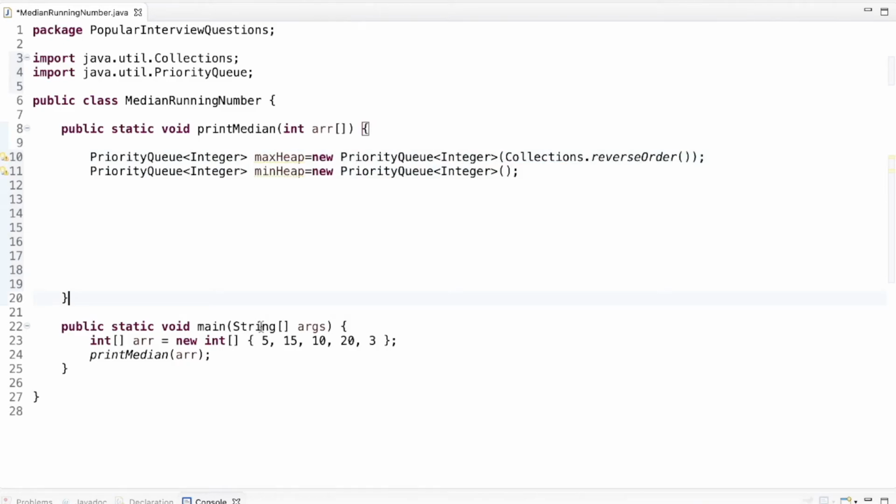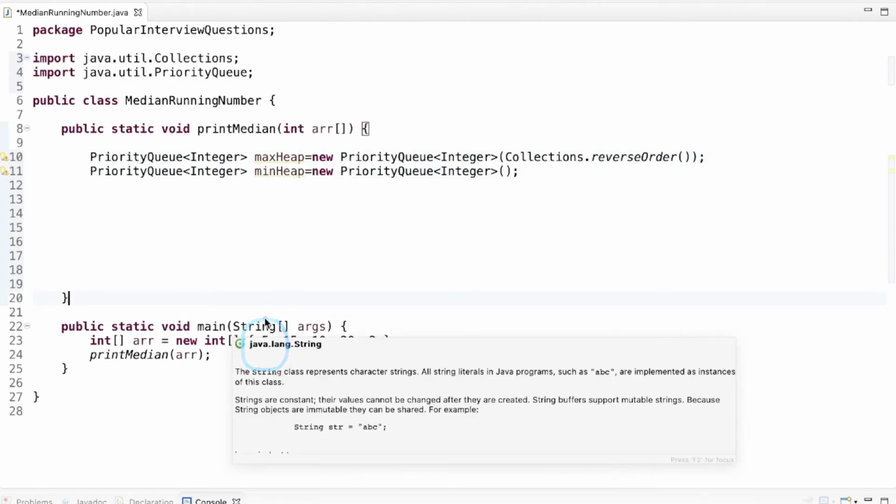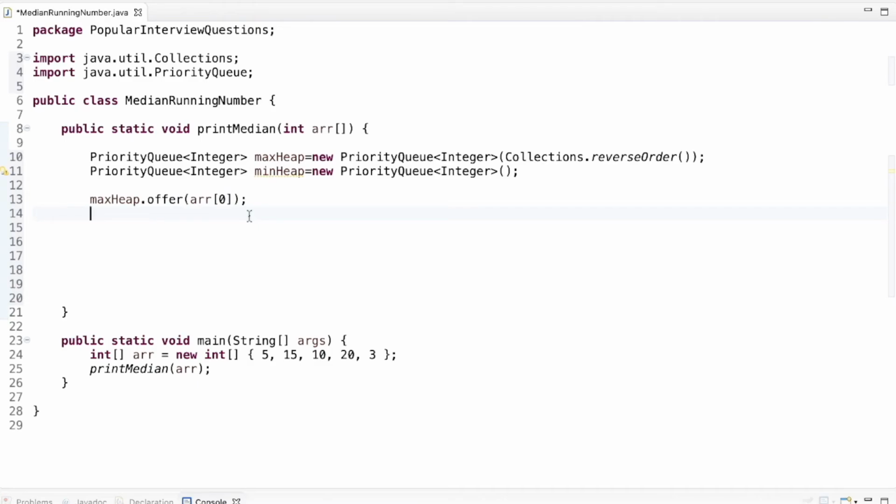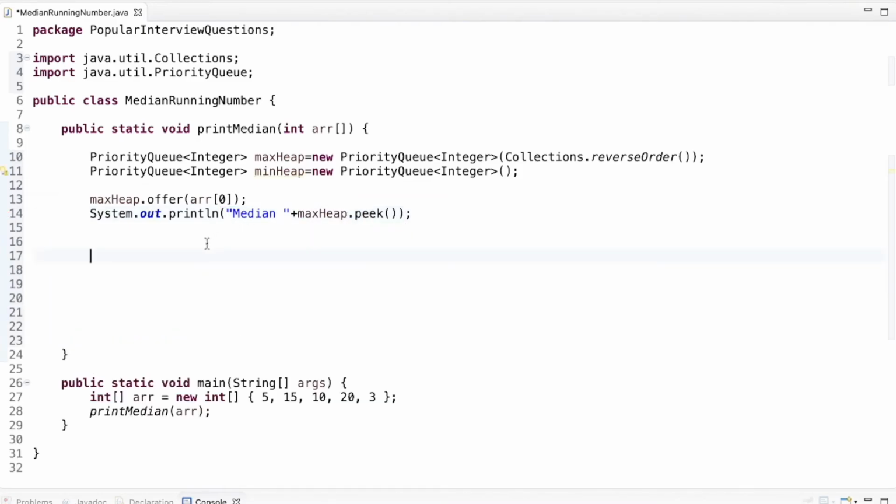The first step of our algorithm: since 5 is the only number in our integer series, we will blindly put 5 into our max heap. And since 5 is the only number, obviously the median of the numbers we have encountered until now will also be 5, which is nothing but the root element of our max heap. I think this is clear to you until this point.